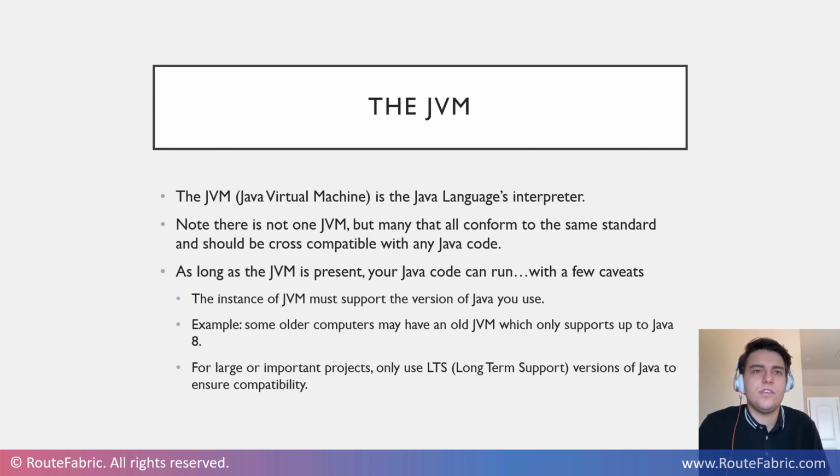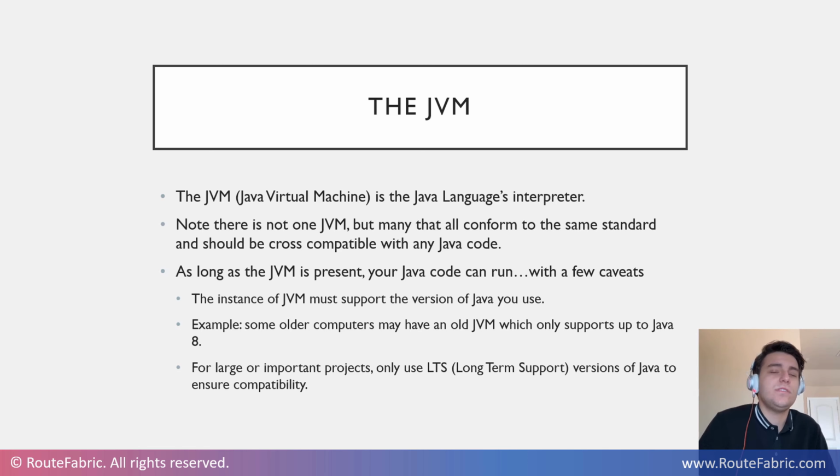So let's talk about the JVM. The JVM is very important to understanding how Java works. The JVM is the Java Virtual Machine, and this is the Java language's interpreter. Whenever you make your code, this is what your code is going to be running through. This is what's actually going to be reading through your code. Whenever you get any errors or anything, it's going to be from the JVM.